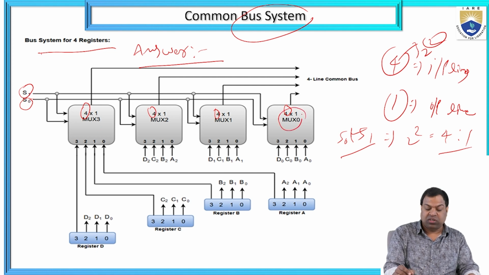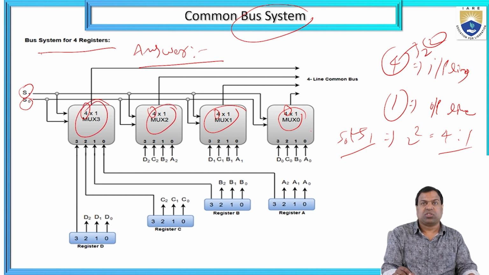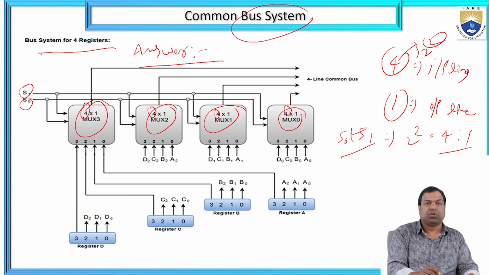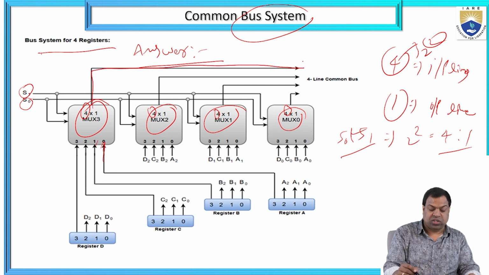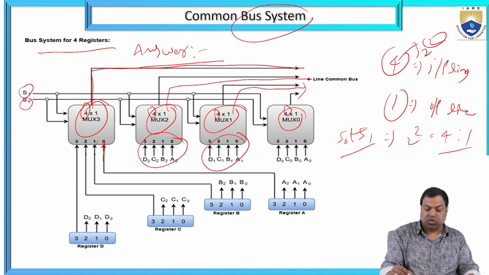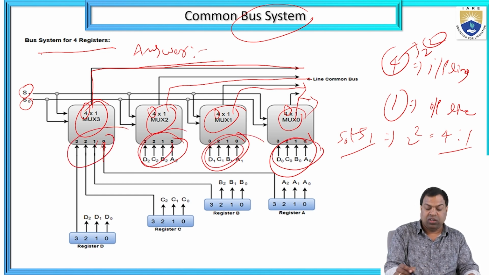Here multiplexer 1, multiplexer 2, multiplexer 3, multiplexer 4. That is called mux 0, mux 1, mux 2 and mux 3. So 4 into 1. So how many inputs are there now? Here 4 input lines are there, only 1 output. So 4 is to 1 means I am giving 4 inputs, only 1 output.